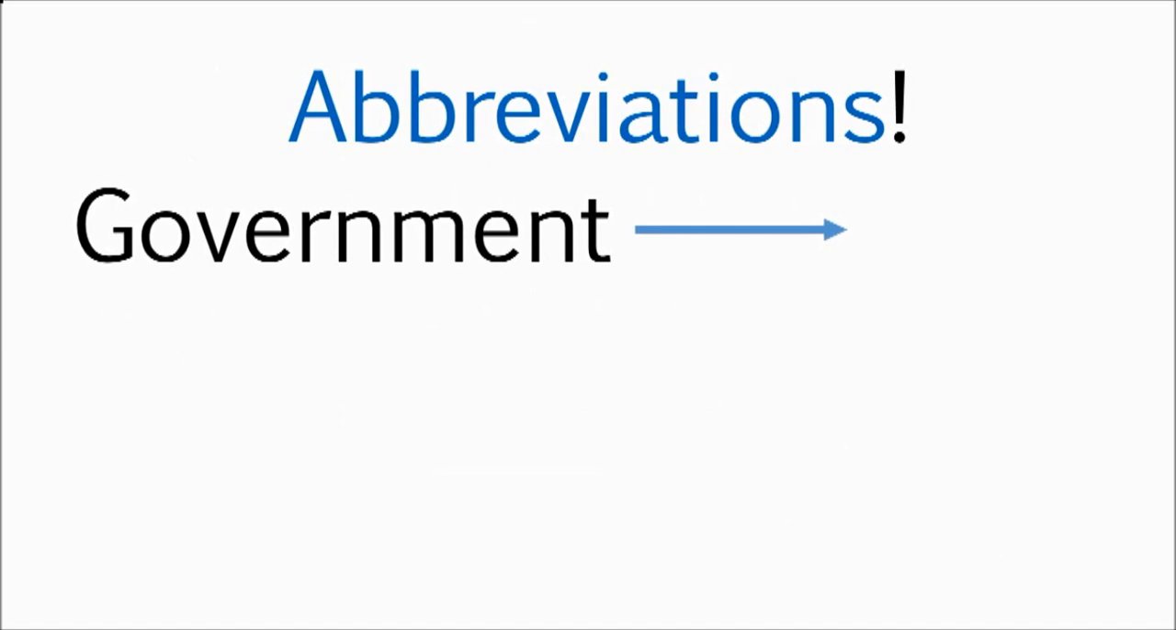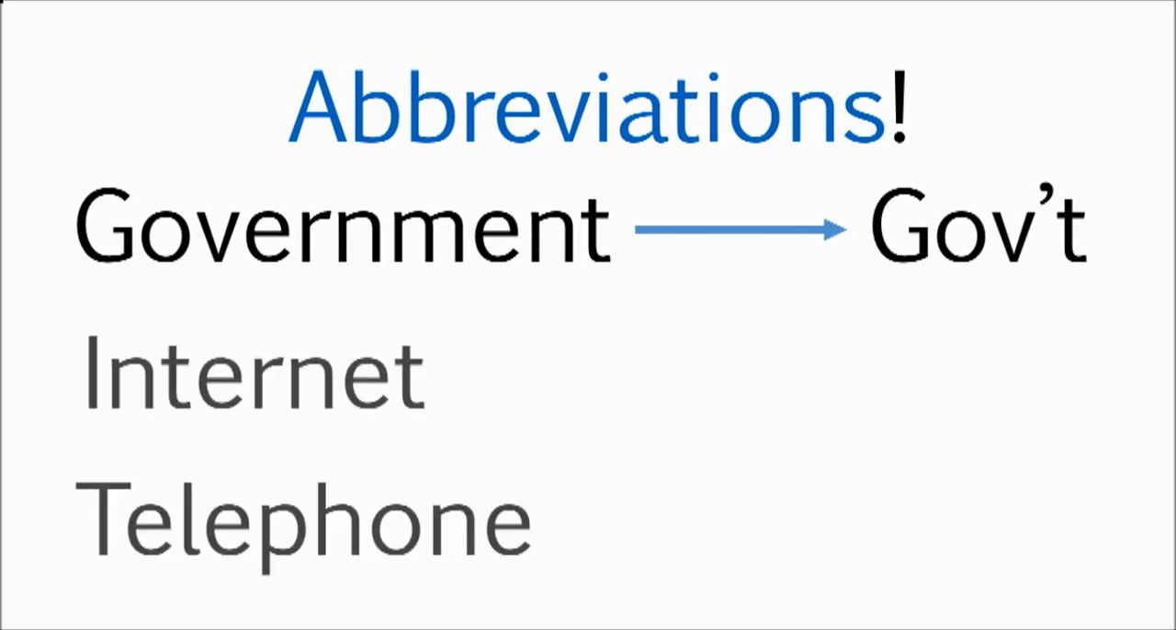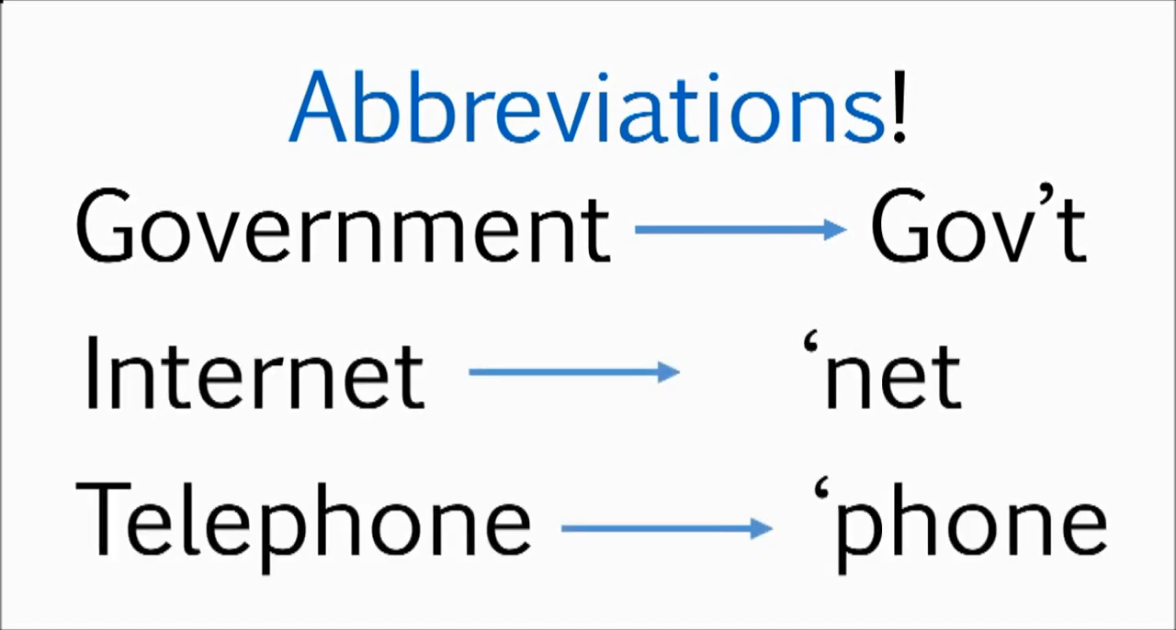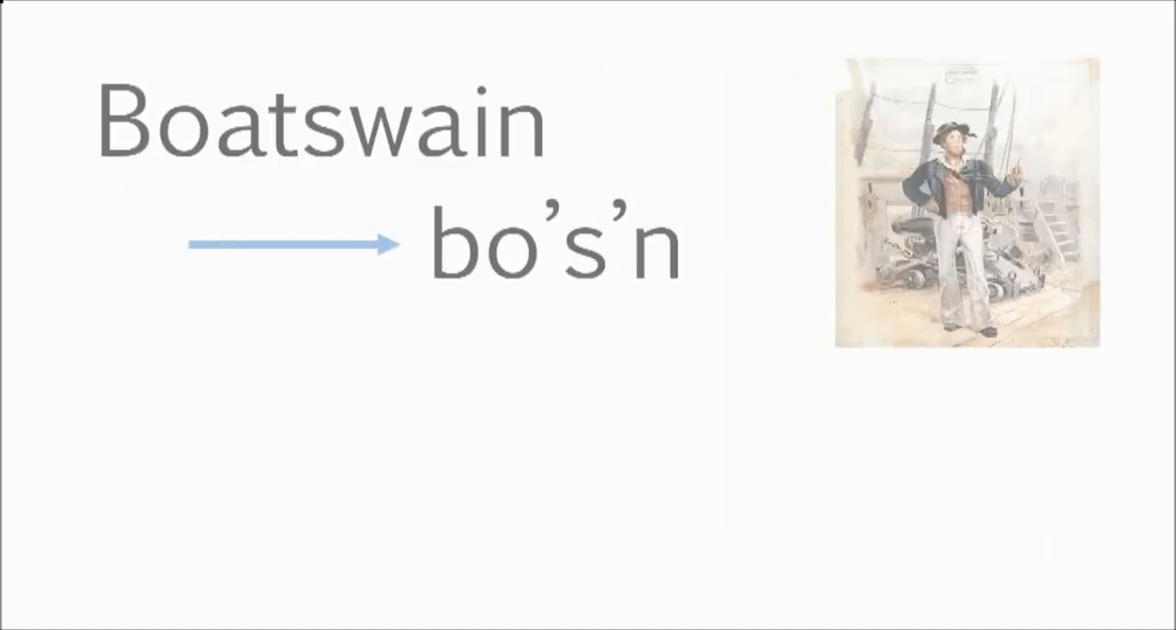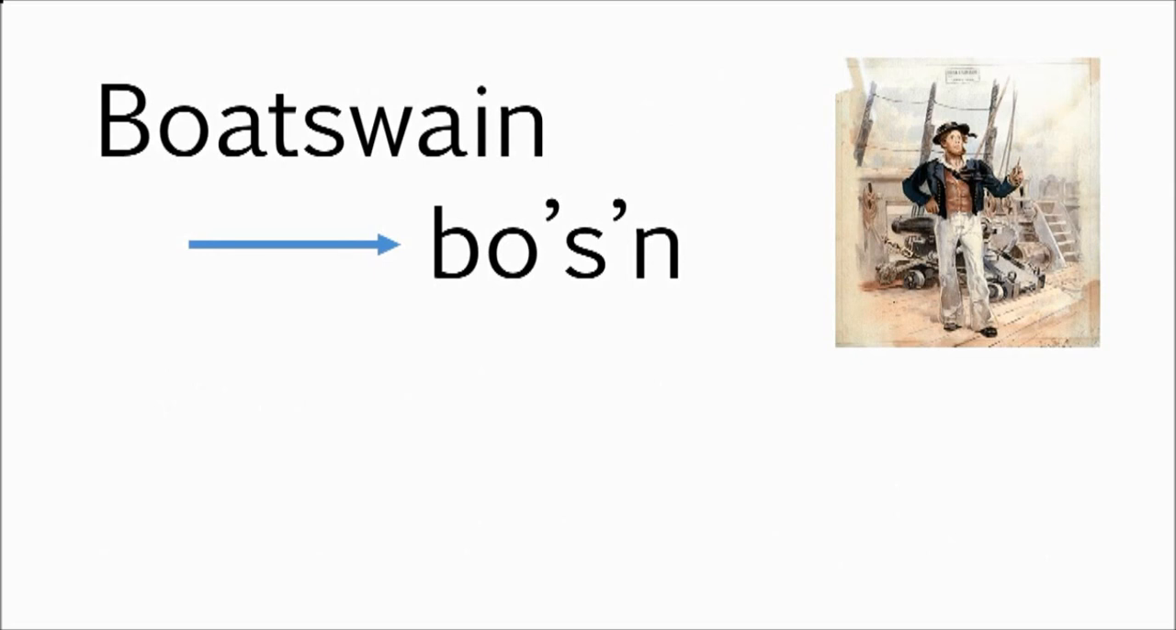Government becomes gov't. So six whole letters have been removed from the middle just to make it more writable. It's also possible to chop bits off the ends, so internet and telephone here become net and phone. Some of these abbreviations have become so common that the apostrophe has been lost. Phone is now a word in its own right. So here are some more archaic examples.